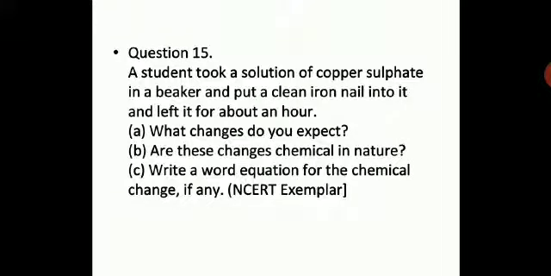Question number 15. A student took a solution of copper sulfate in a beaker and put a clean iron nail into it and left it for about an hour. What happened when you add iron nail to copper sulfate? There is some chemical reaction happening which we have discussed in the previous session, children. What changes do you expect? Are these changes chemical in nature? Write a word equation for the chemical change, if any. Now this is from NCERT exemplar. It's a very important question. Please go through this video again and again, children, to recap, review, reinforce those concepts.